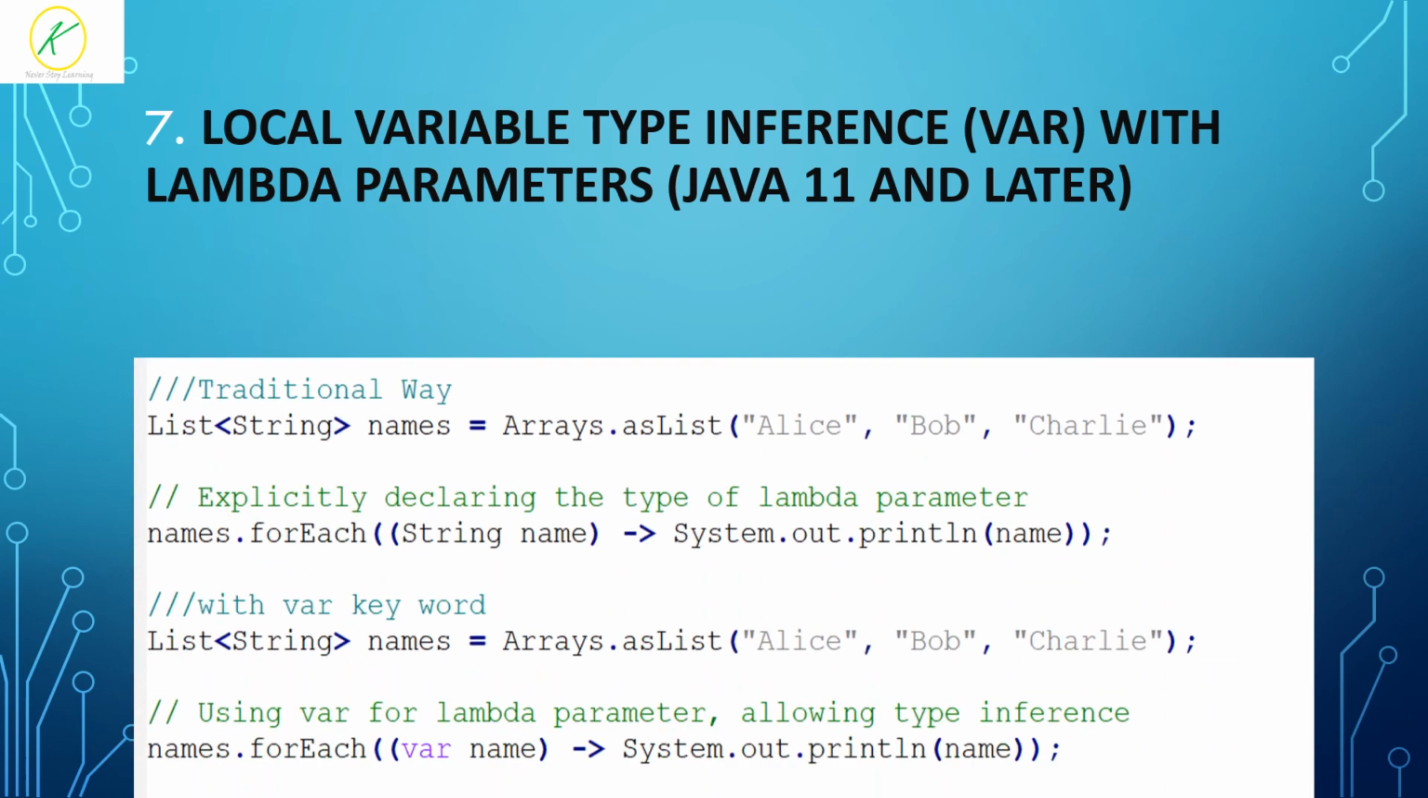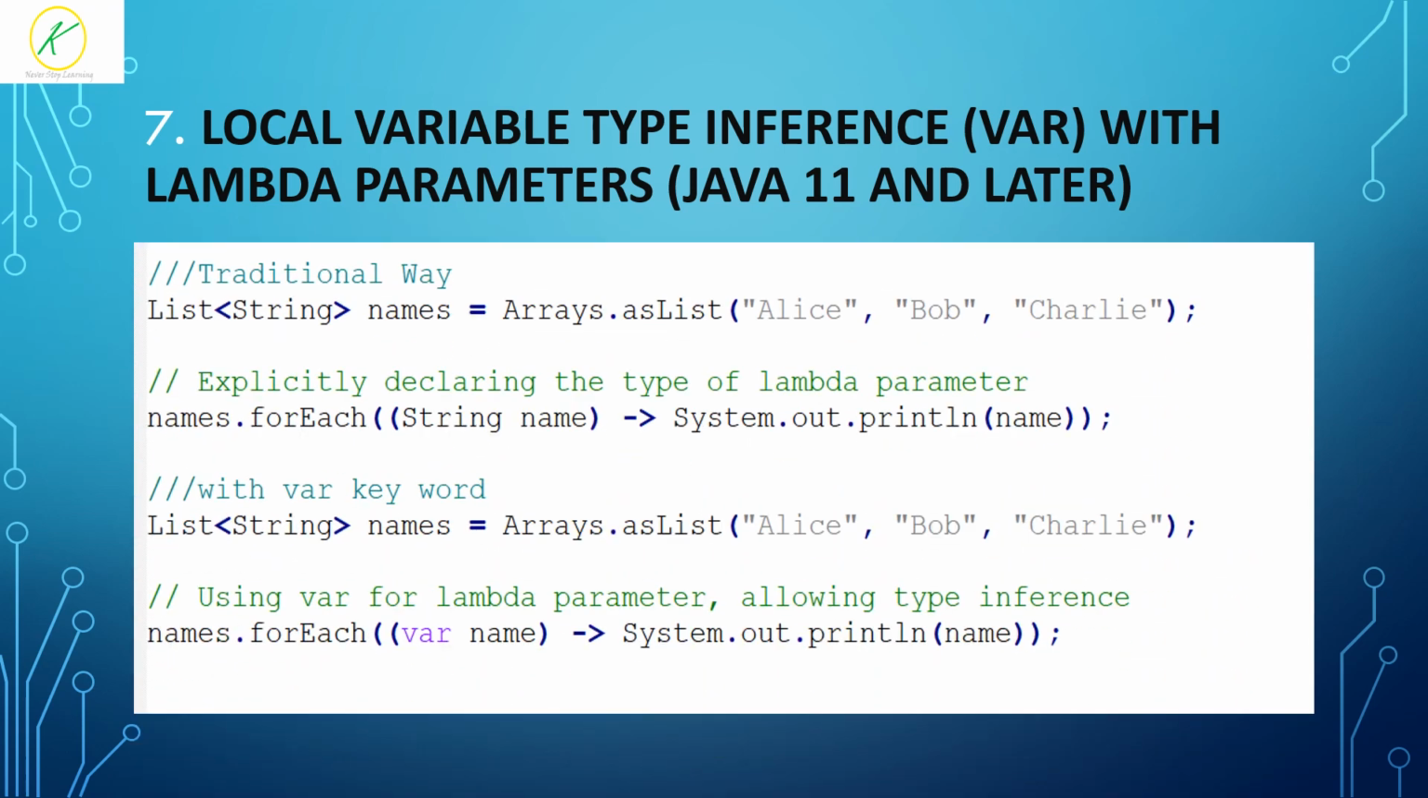Here, the lambda parameter word is declared using var within the map operation of the Stream API. The type is inferred based on the type of elements in the words list, making the code more concise.